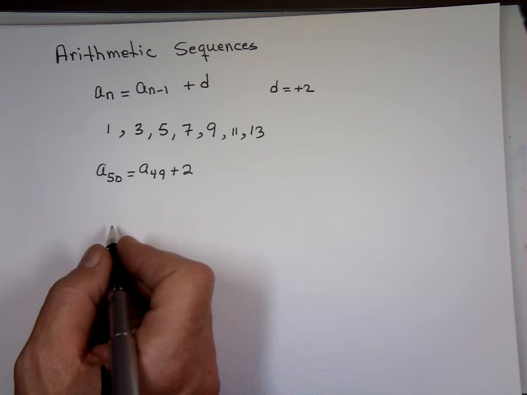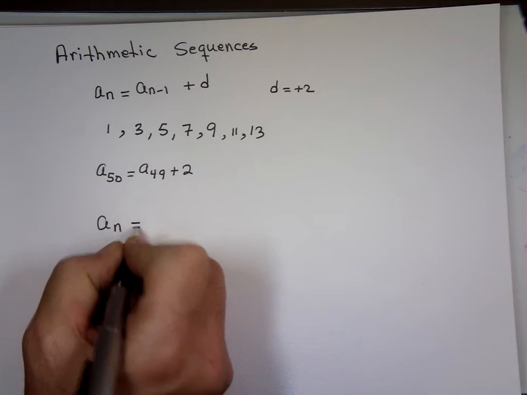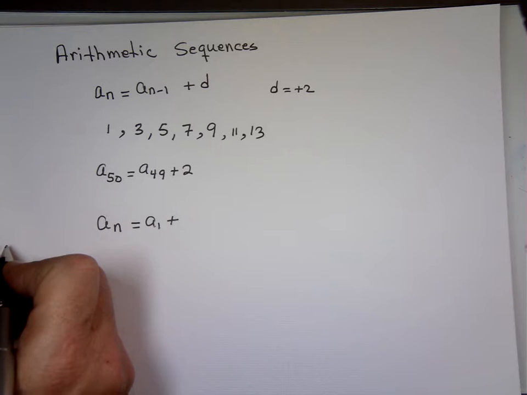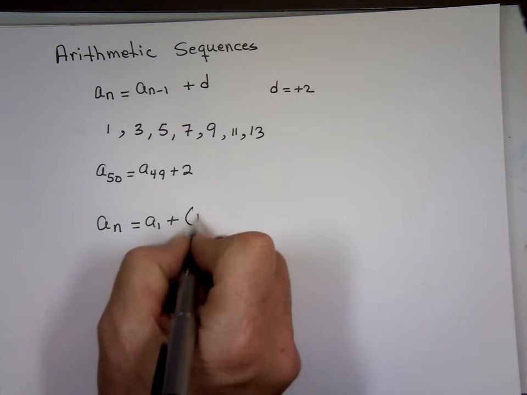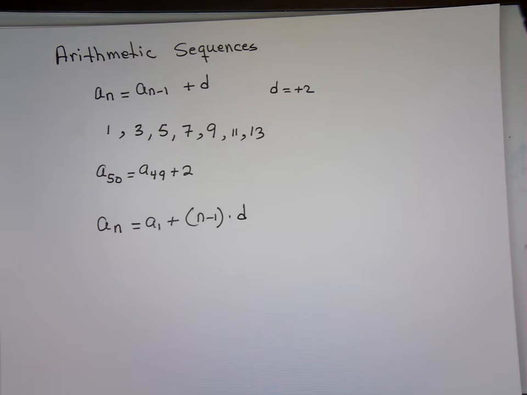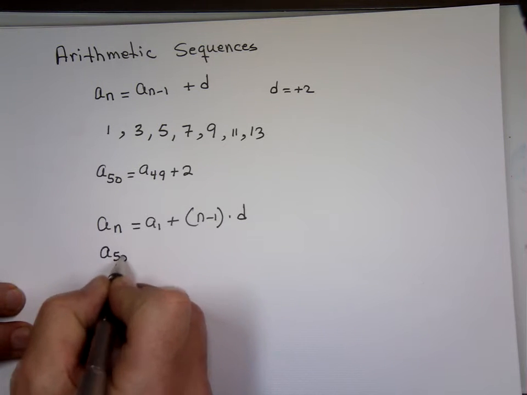And to find that number, what'd you say? Any number you want to find, you take what? The first number plus n minus 1 times d. So I ask you for the 50th number here, right? N is 50.